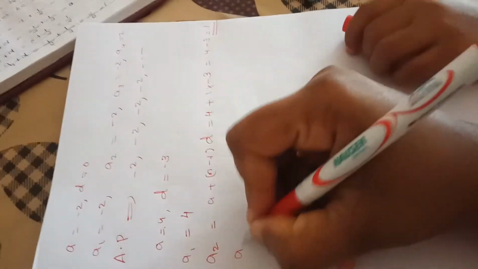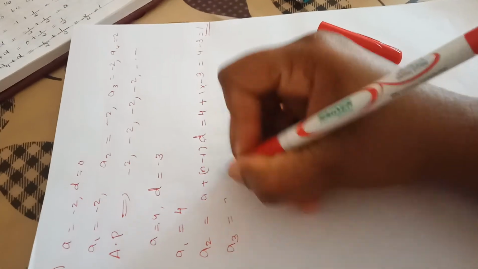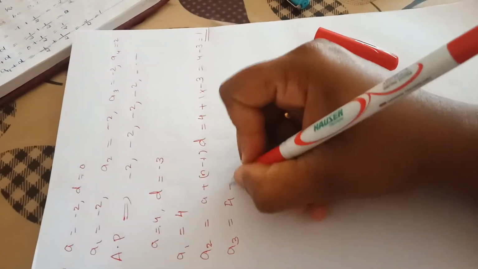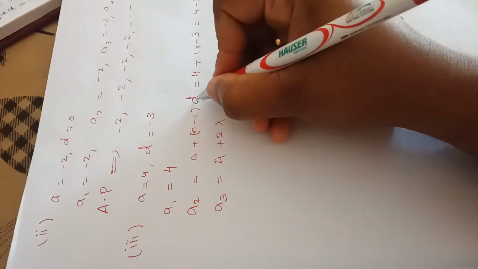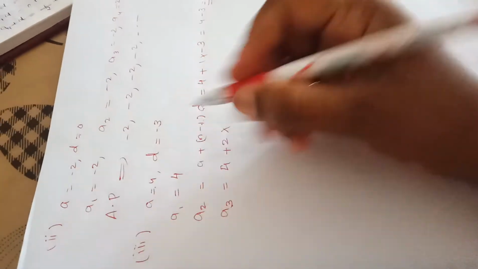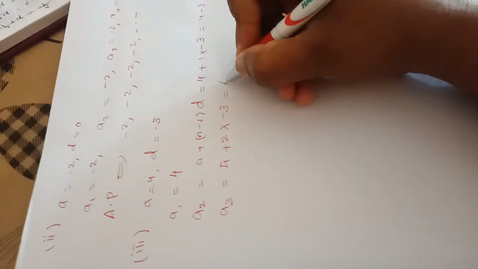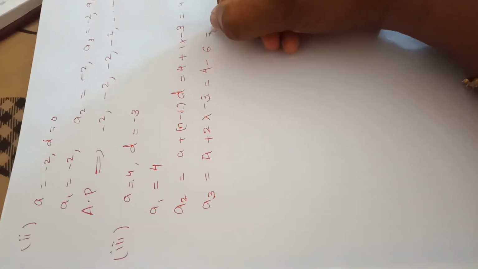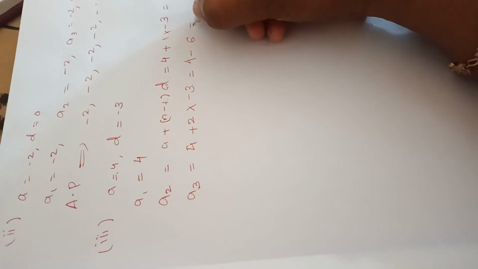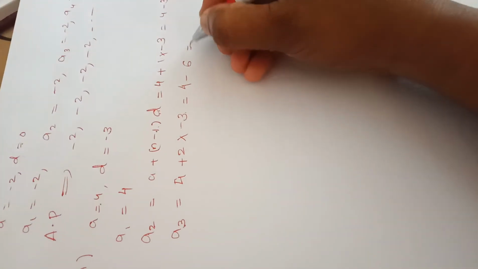Next third term, a3, same equation, 4 plus (n minus 1), 3 minus 1, so that is 2, into d. d is equal to minus 3. So 4 minus 2 into 3, that is 6. So 4 minus 6 is equal to minus 2.